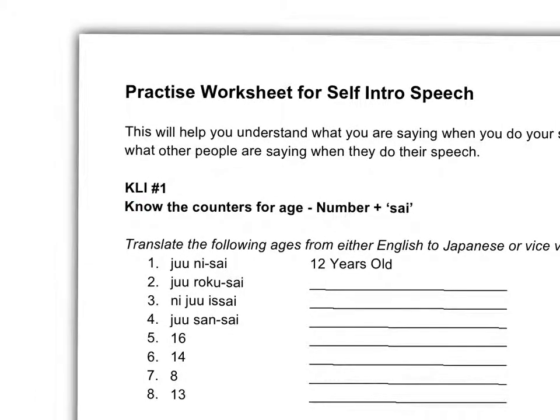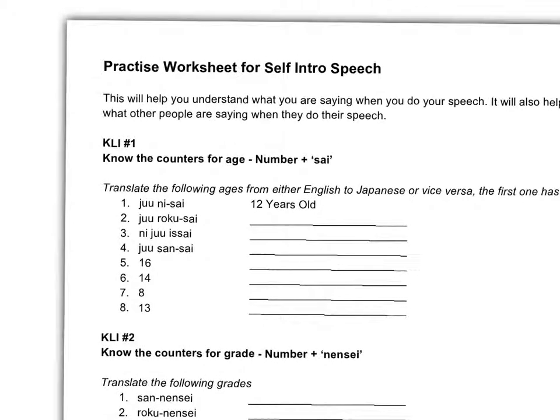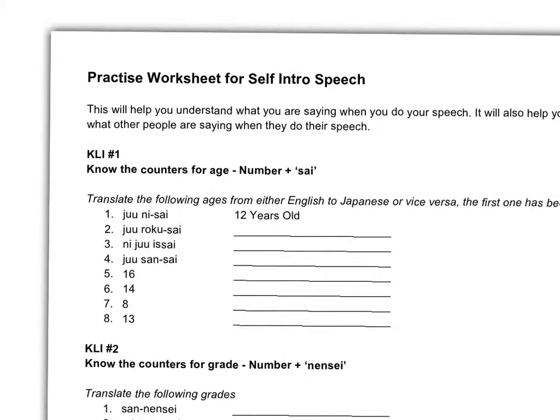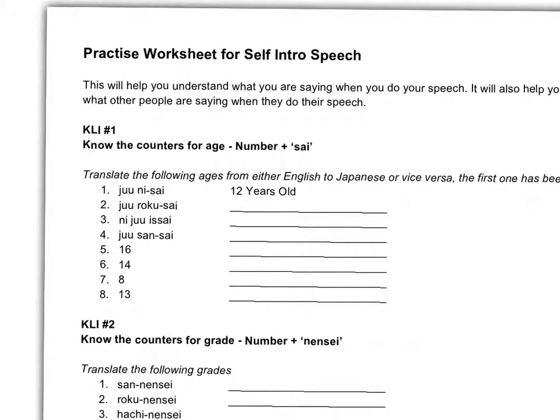And the first KLI here is know the counters for age, which is number plus sai. Now, if you have a look at the ones down here, the first section gets you to practice translating ages, and the first one's done for you already. And just keep working through those.